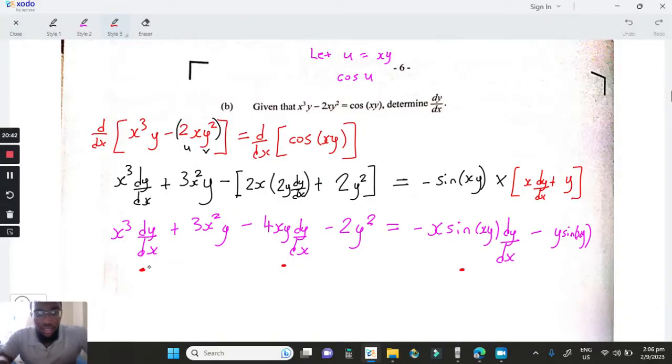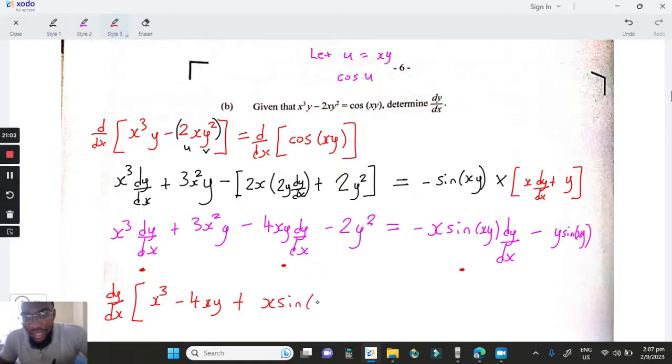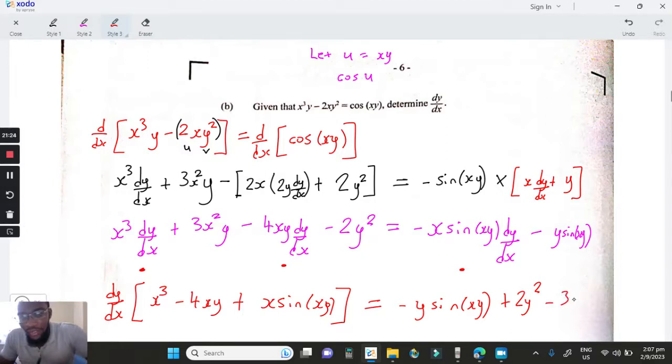So just zoom out a little. dy/dx, I'm going to factor out. From this, it's x cubed. From this leaves minus 4xy. Now notice if I bring this one across, it would become a plus, and it would have the x sine xy, close the bracket, equal. Everything else needs to be on the other side. So on the other side, we would have our minus y sine xy. When we bring over the 2y squared, it would become plus 2y squared. And when we bring over the 3x squared y, it would become minus 3x squared y.